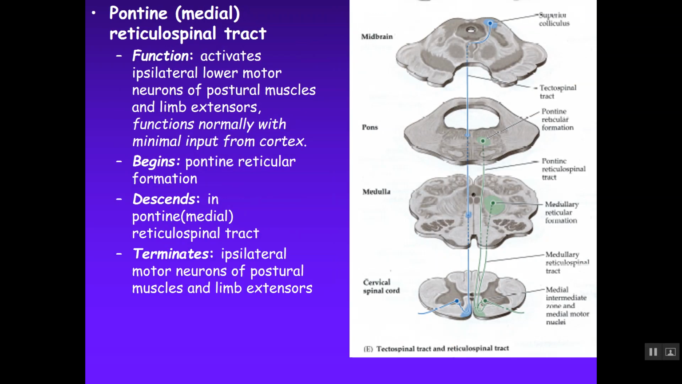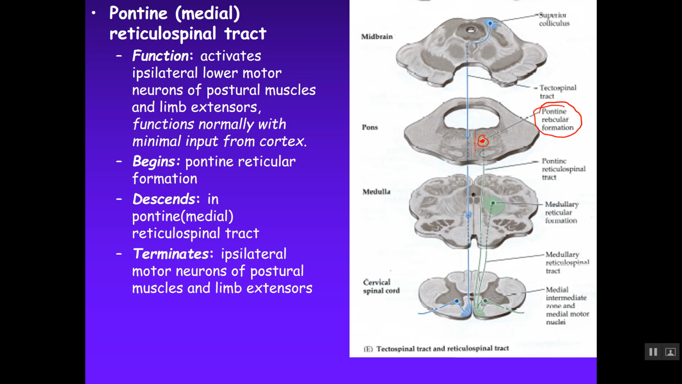Next one. This is out of a different textbook, just because it was hard to find a good representation of this pontine or medial reticulospinal tract. Remember, reticulo is just that reticular system in the brainstem, that area in the middle of the brainstem. This whole region right here down through the brainstem is called the reticular formation. This happens to start in the reticular formation. There's lots of stuff in the reticular formation, and it's going to keep coming up, especially when we get to the brainstem. So pontine reticular formation right here. It's a little more medial.